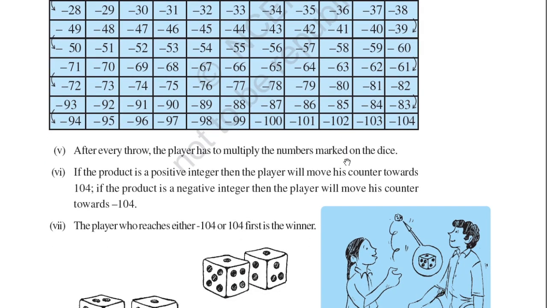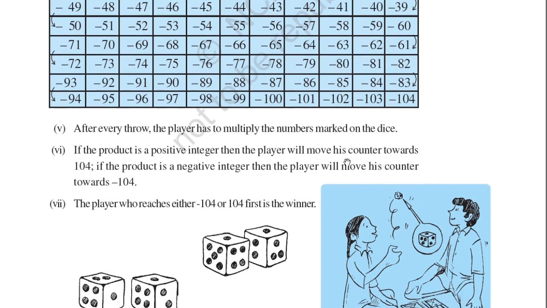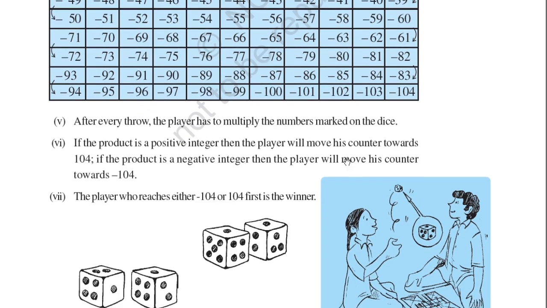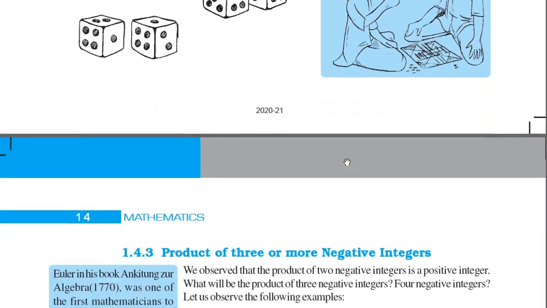So if the product is positive, he will move towards 104. If the product is a negative integer, then the player will move the counter towards the negative side, towards negative 104. The player who reaches either minus 104 or 104 first is the winner. So you can do that.